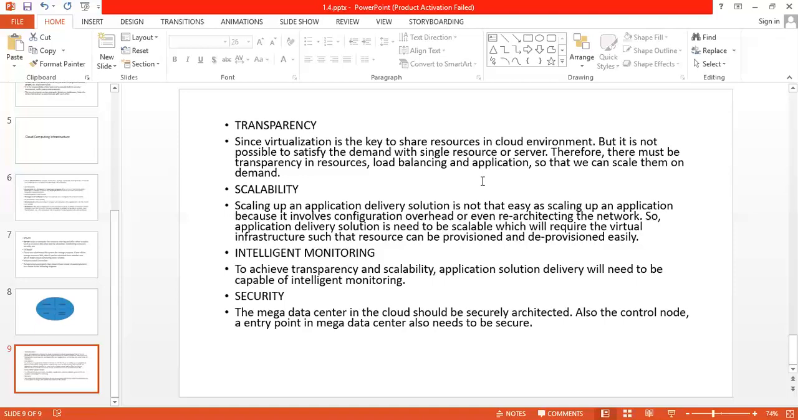And finally, security again is a major concern. The mega data center in the cloud should be securely architected, and also the control node entry point in the mega data center needs to be secure. The basic concern of any database management system is security. Likewise, in cloud computing also, for whatever type of cloud you go, security will be a key concern. By considering these four points, we can say that we can achieve a good infrastructure of cloud.